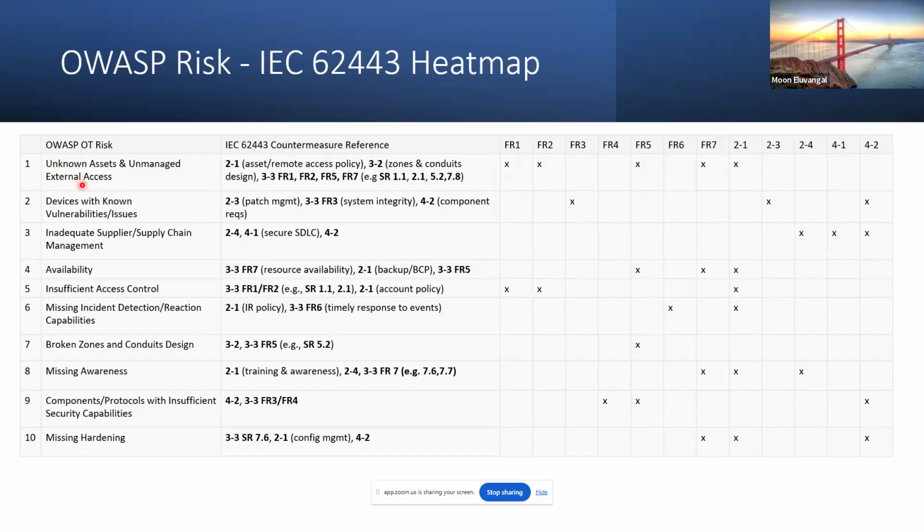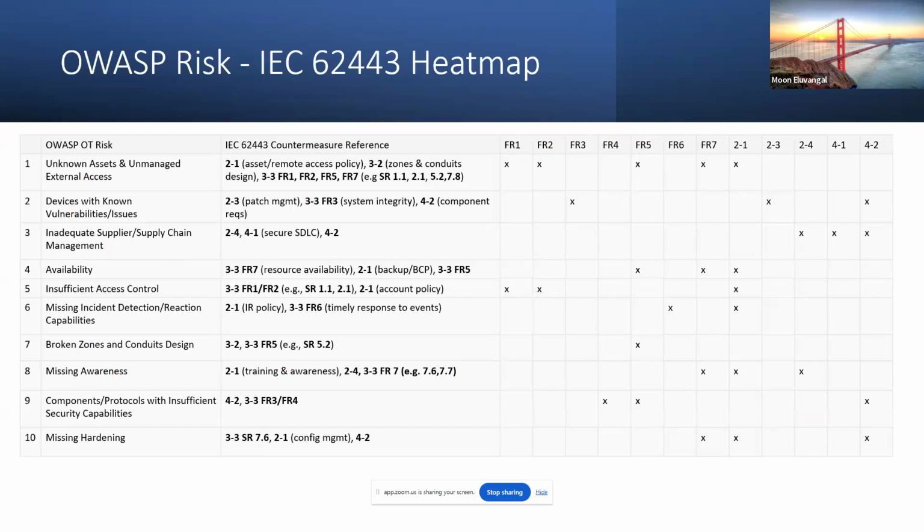So to manage this risk from OWASP, you shall comply with these many standards. Okay, FR1, FR2 may not be all of the FR2 controls, but some of them. And then again in the 2-1, it is not following the complete policy and procedure, but maybe some relevant controls are applicable to mitigate this risk. Similarly, I have the table for all the OWASP risks and the different IEC 62443 clauses or controls that will enable you to mitigate this risk.